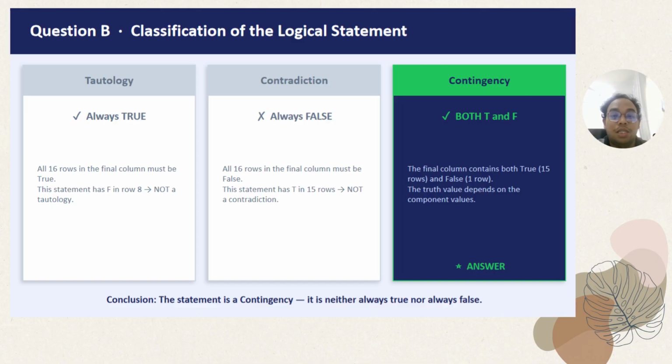Okay, let's work through each possibility. A tautology requires all 16 rows in the final column to be true, but we found one row that is false, so it is not a tautology. A contradiction requires all 16 rows to be false, but 15 rows are true. So it is not a contradiction either. Therefore, the statement (P and Q) implies (R or S) is a contingency. A contingency is a logical statement whose truth value is not fixed. It can be either true or false, depending on the values assigned to its component variables.